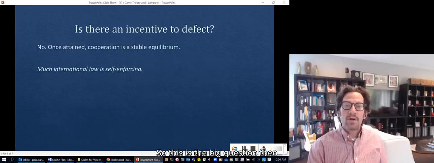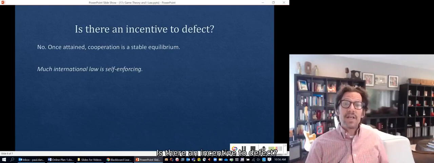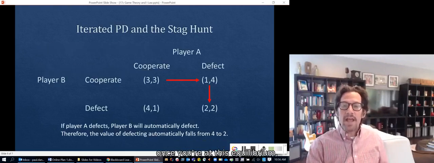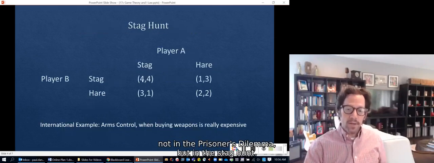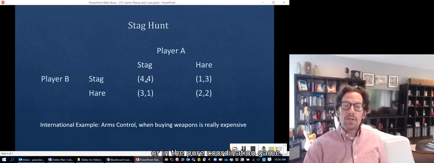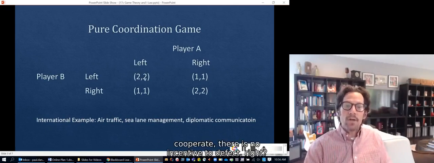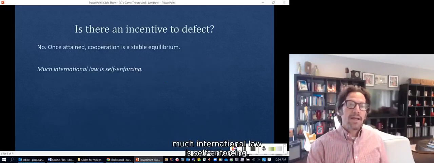So this is the big question then about self-enforcement, right? Is there an incentive to defect? And the argument is that in this variety of games, once you're at this equilibrium, not in the prisoner's dilemma, but in the stag hunt, or in the pure coordination game, once you're in this cooperate, there is no incentive to defect, right? And that's the point that much international law is self-enforcing.